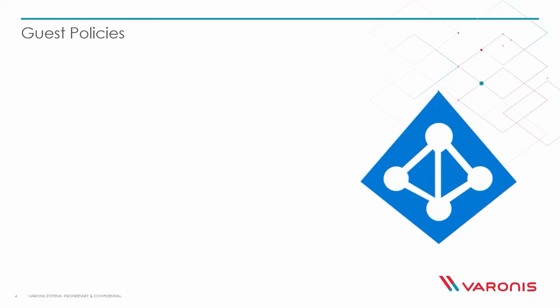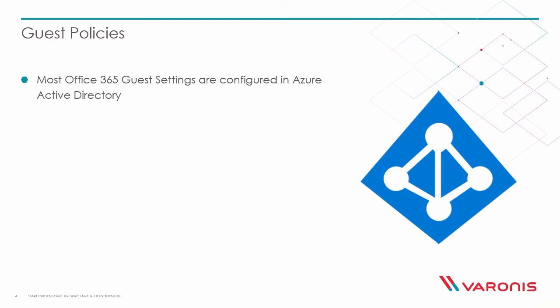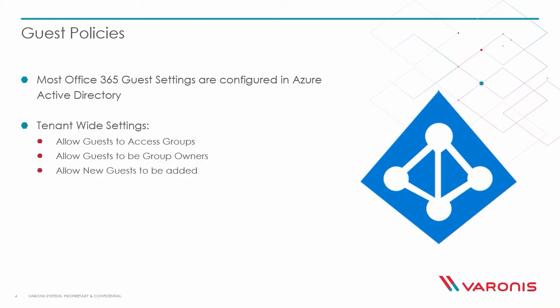Most of the Office 365 guest policy settings for 365 groups are configured in Azure Active Directory using an Azure AD directory setting. There are settings that you can do at the tenant level, such as do you want to allow guests to access groups or not at the tenant level? Do you want to allow guests to be group owners or not? Or do you want to let all of the existing groups that already have guests keep having access to them, but block any new guests from being added?